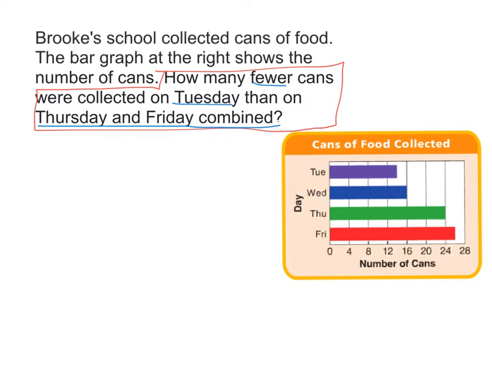Remember, when we're looking at the scale, we're looking at the numbers. So the label underneath the numbers, or the scale, reads number of cans. So we're talking about the cans here. Now looking at the scale, it goes from 0 to 4 to 8, 12, 16, 20, 24, and then 28.